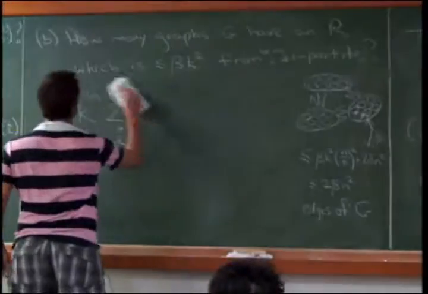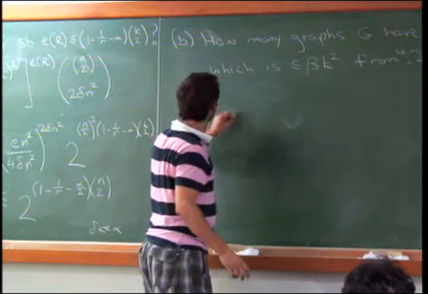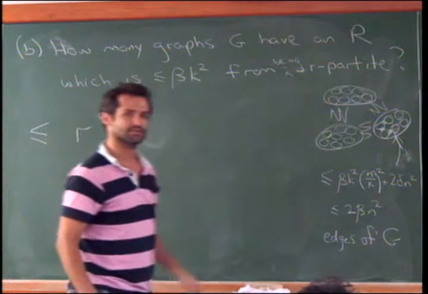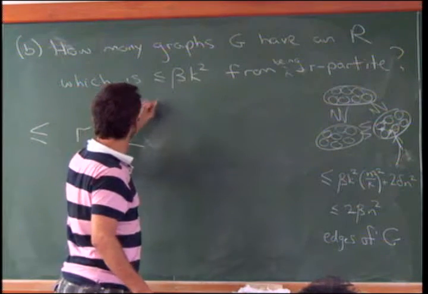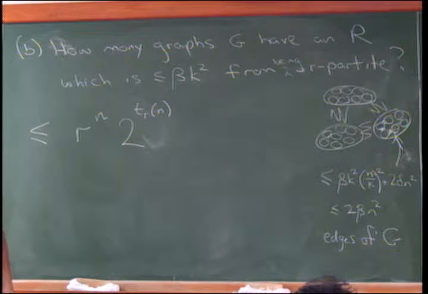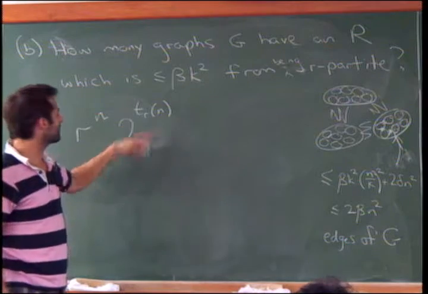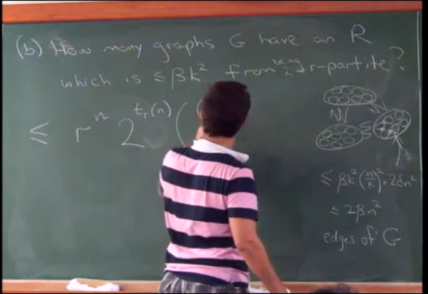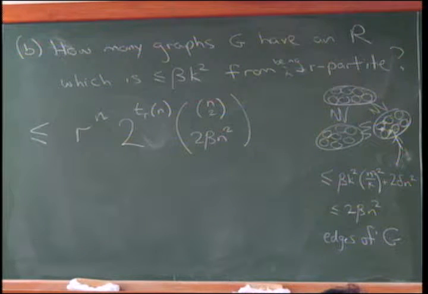So, in fact, we can do even better. We pick our R partition, that's R to the n. We pick the edges between the parts, that's 2 to the power the number of choices, so the Turán number of n at most, the number of edges in an R partite graph. And finally, we choose the edges inside, which is at most n choose 2 beta n squared, for the same reason. Just throw 2 beta n squared in any way you like.